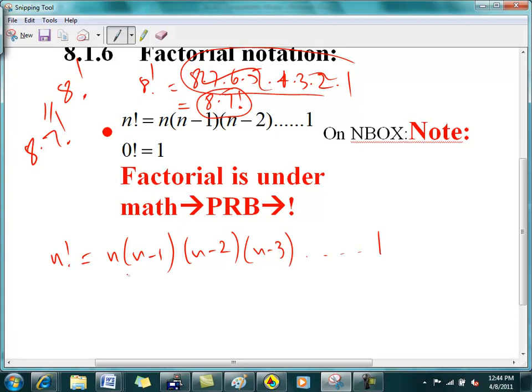Okay, in other words, what it's saying is start out with n, and then multiply it by reducing n by 1, and then by another 1, and then by another 1 until you get down to 1. You guys with me on that? Yeah. Okay.